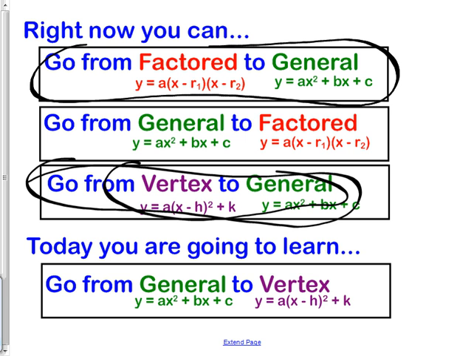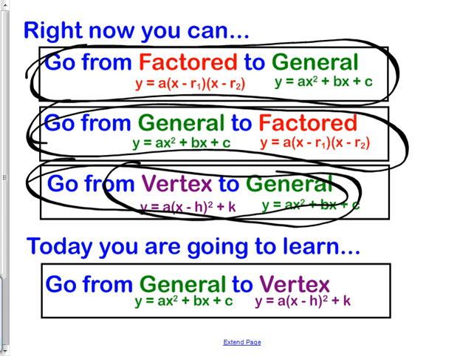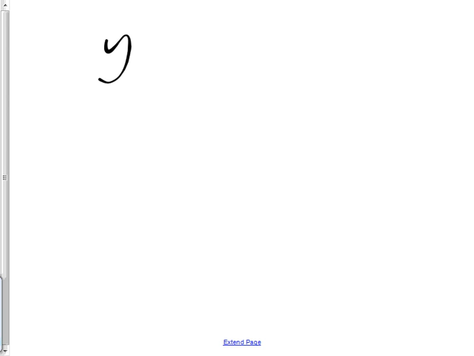Nice. Or that one. Those forms, you just multiply it out. And this form, all you got to do is factor it. So to get from one form to the other, that's pretty easy. Today, you're going to learn to go from general form to vertex form. What does that mean? That means I'm going to show you how to do this.